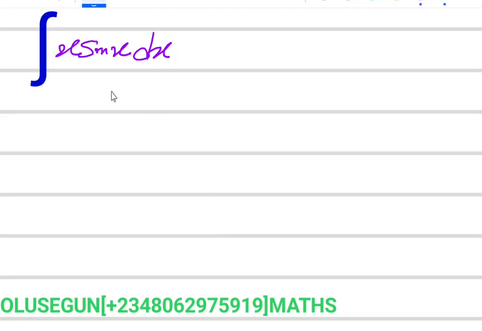This is how to do integration by parts, which says integrate x sine x dx.